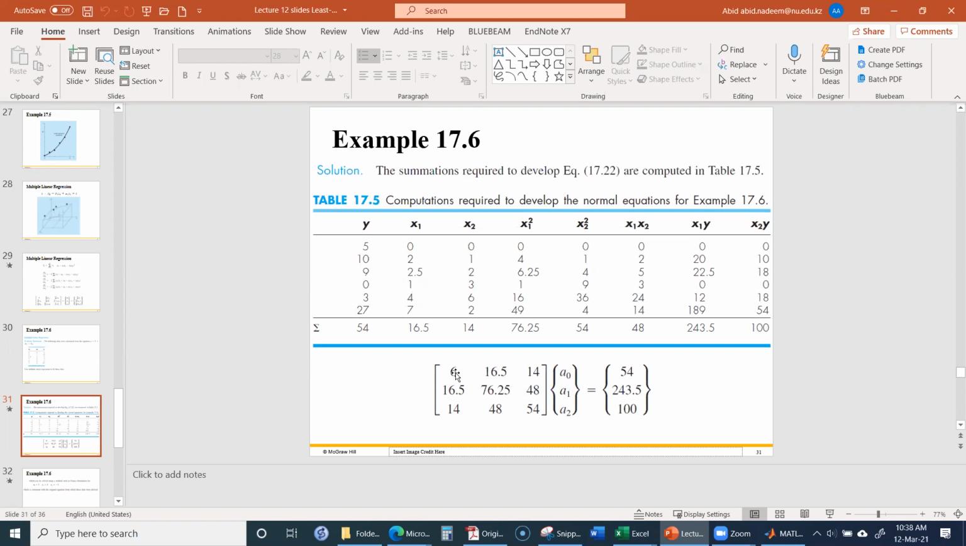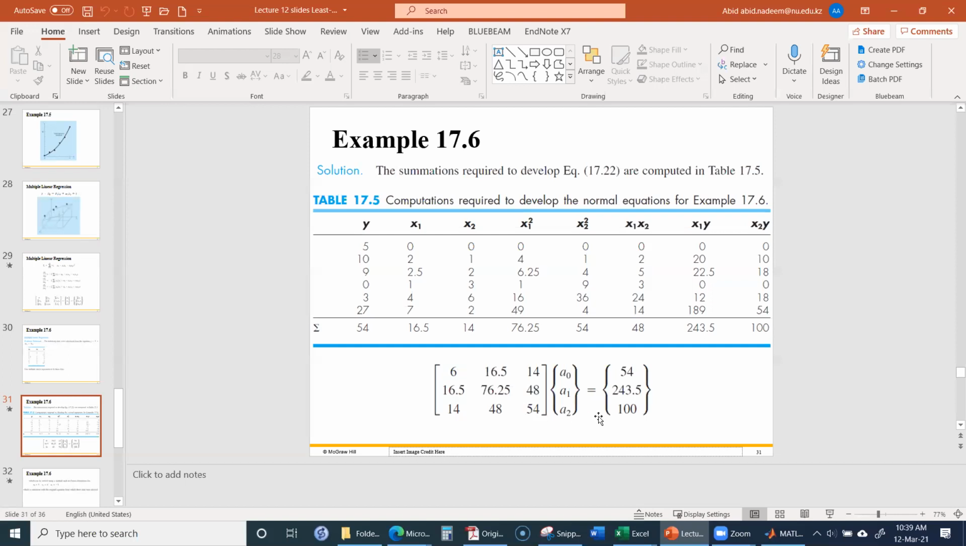Okay, so what is this? 6 is the n value, 76.25 is the x1 square value, and then 54 is the x2 square. So here we have the square values and the number of data points, and here we have the x1, x2. Okay, so x1, x2, and then 48 is the x square. So x square values come over here. So there is some pattern over here in this case.